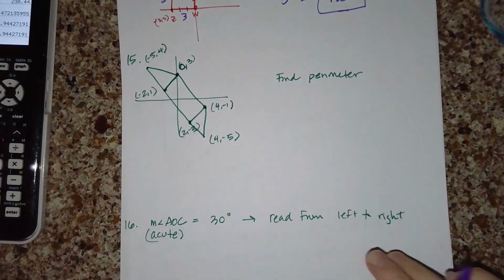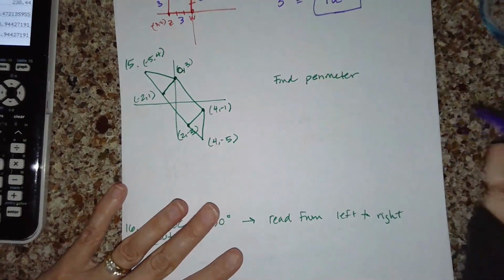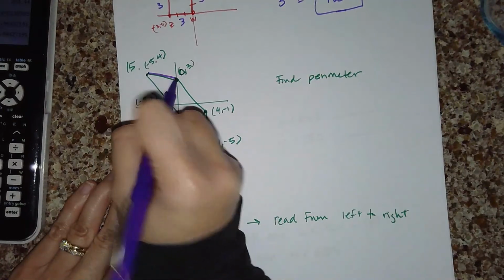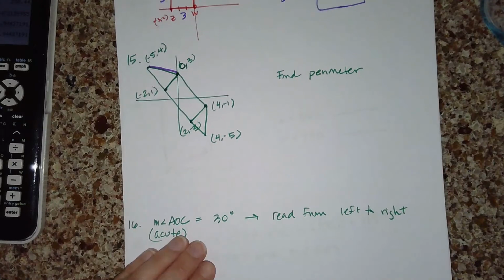Moving on. Number 15 has us doing perimeter. Again, it doesn't really look like there are any horizontal or vertical distances, so we're going to have to figure all of these out, which is kind of annoying, but that's okay. I'm going to do this on a separate sheet of paper because I'm going to run out of room.